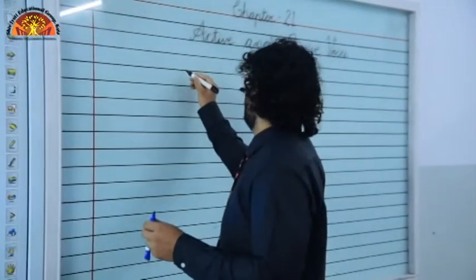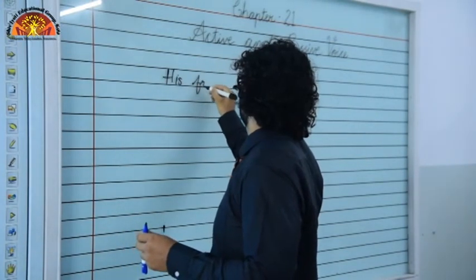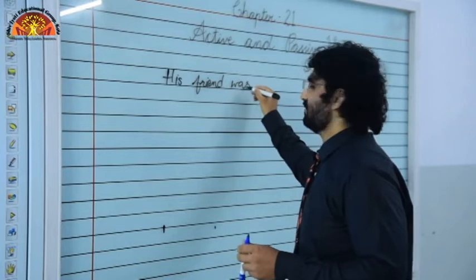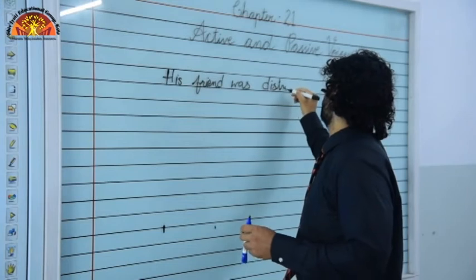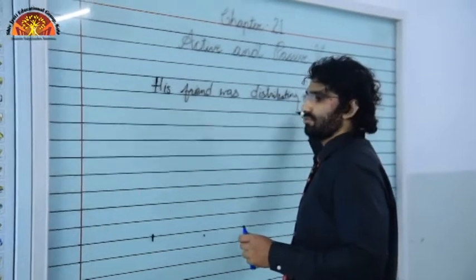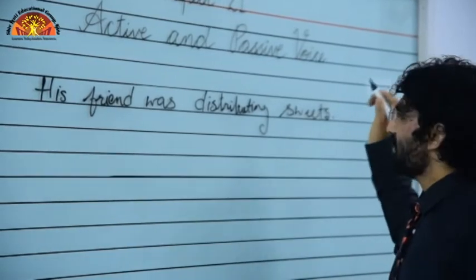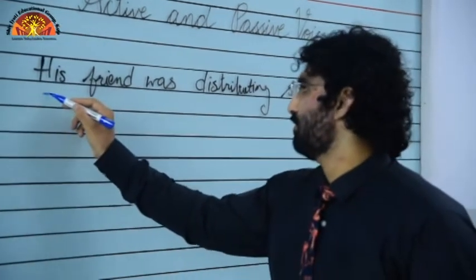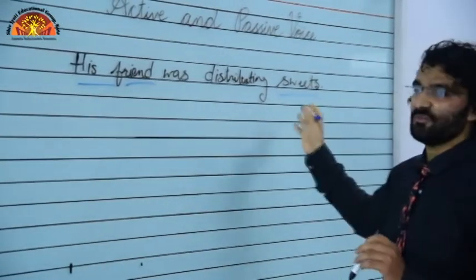Past continuous. His friend was distributing sweets. Okay, in this sentence, can you identify the subject and the object for me? Yes, you can. You are all very intelligent and brilliant children. His friend, subject. Sweets, object.